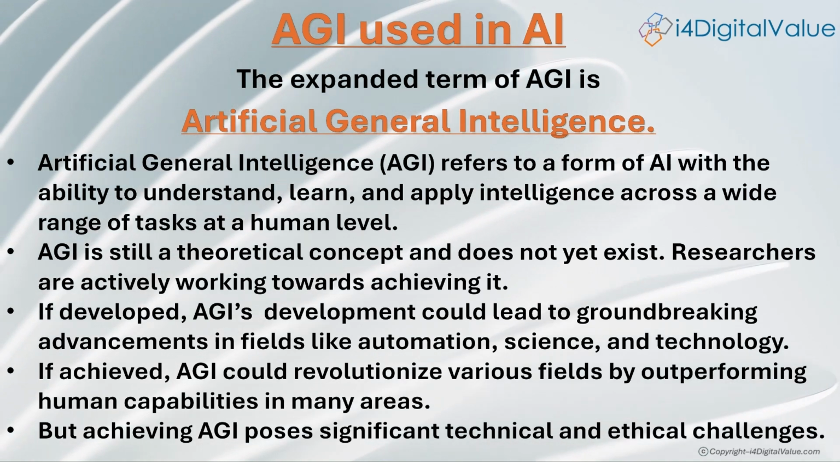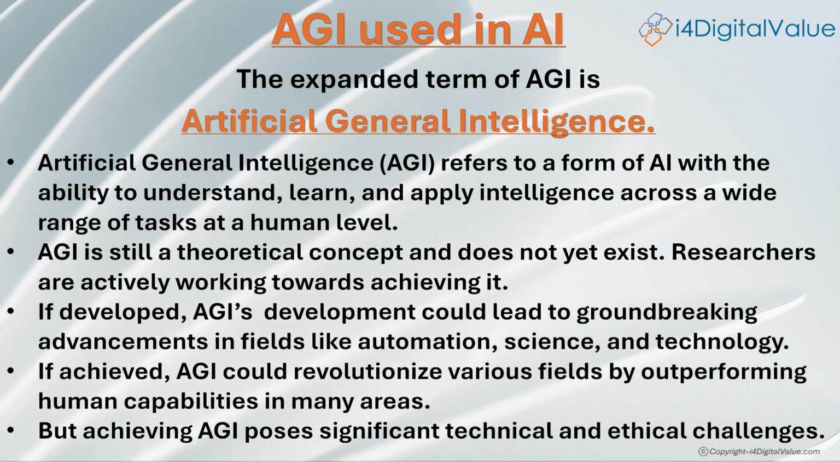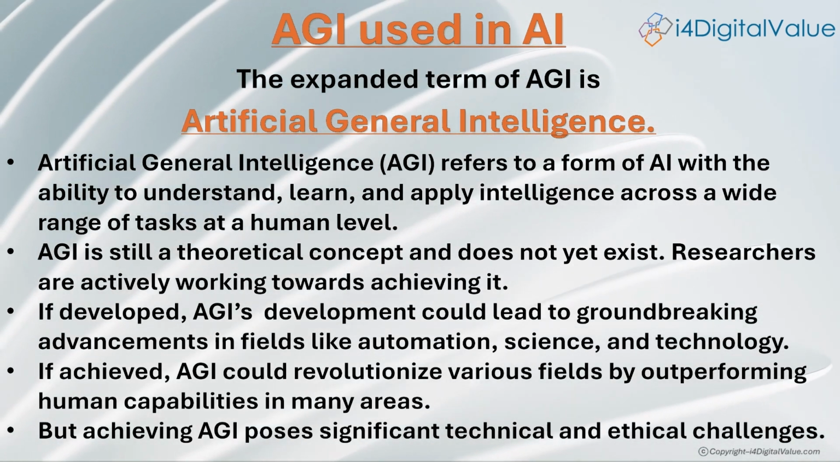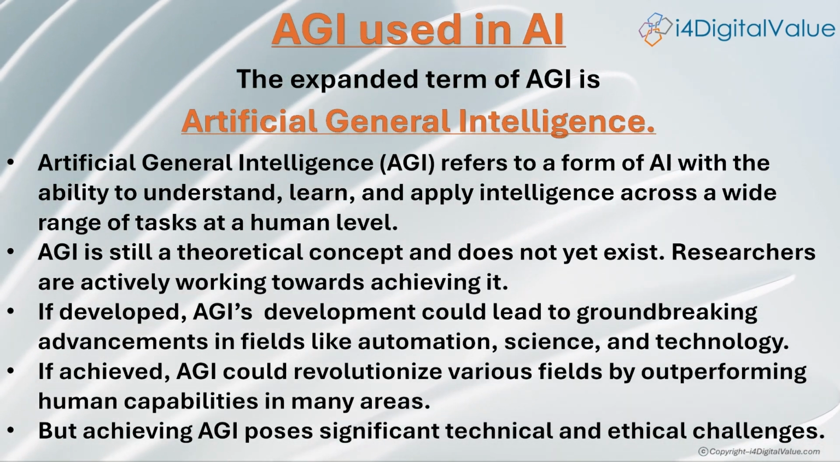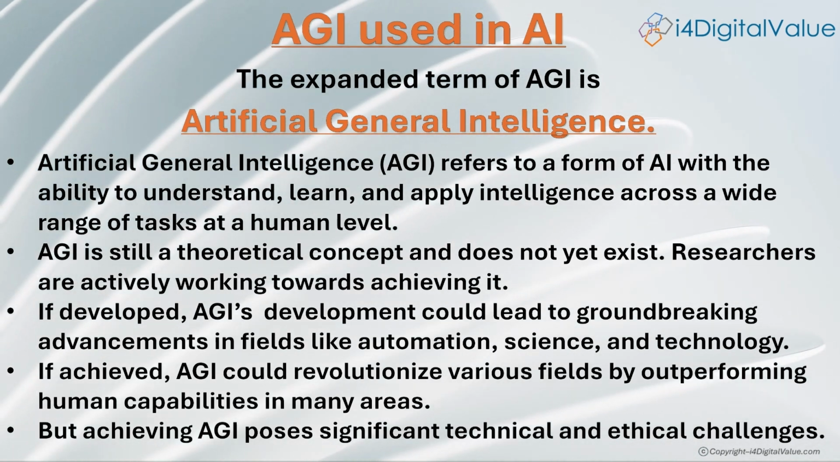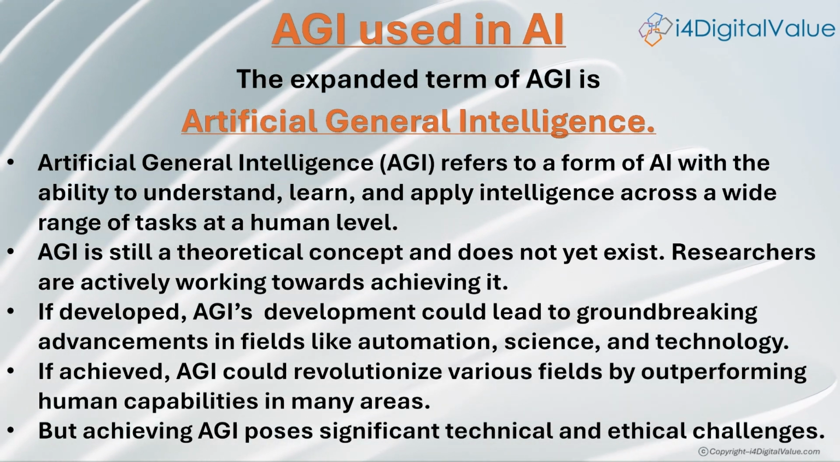The expanded term of AGI is artificial general intelligence. Artificial general intelligence refers to a form of AI with the ability to understand, learn, and apply intelligence across a wide range of tasks at a human level. AGI is still a theoretical concept and does not yet exist. Researchers are actively working towards achieving it.